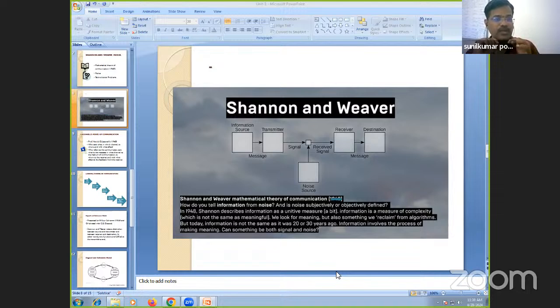Earlier, the SMCR model had a psychological orientation. These models just give you some knowledge about the SMCR: sender, message, channel, receiver. Only four items you have to remember: sender, message, channel, receiver, and from the receiver again feedback.